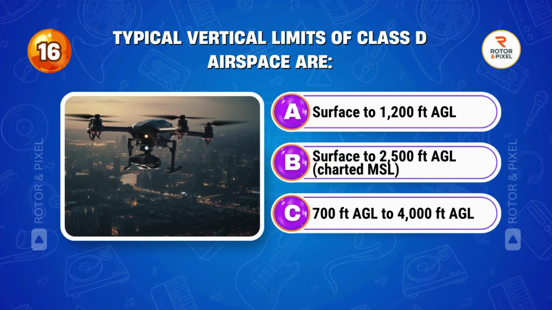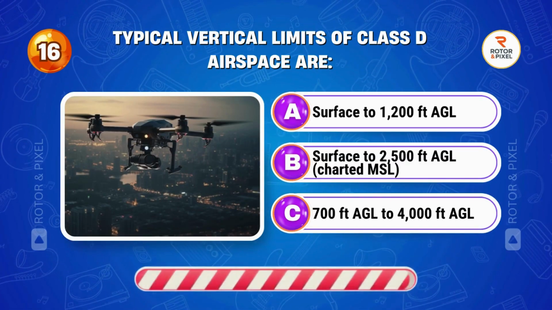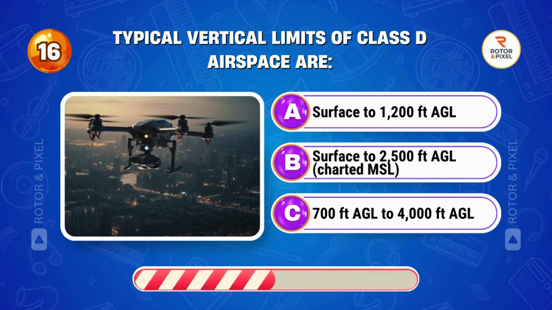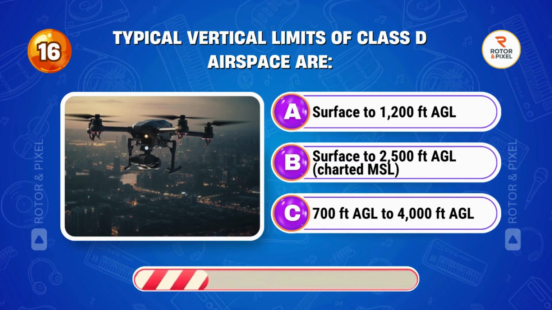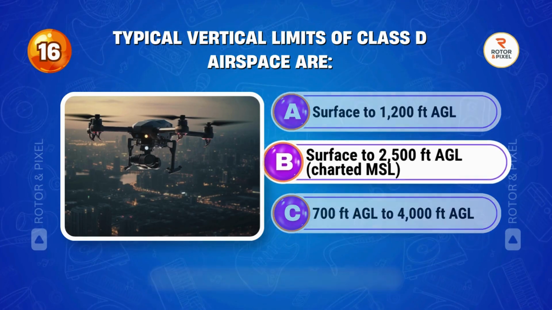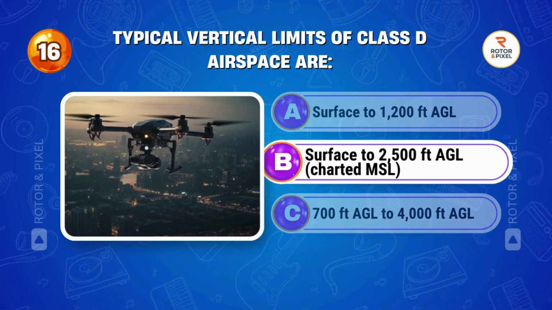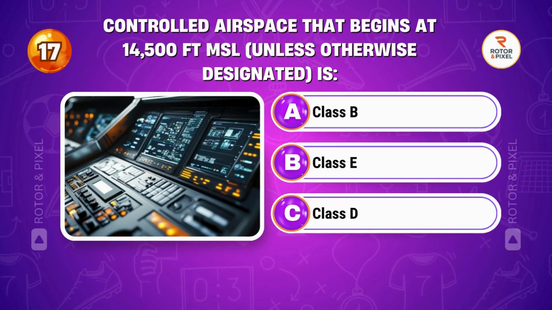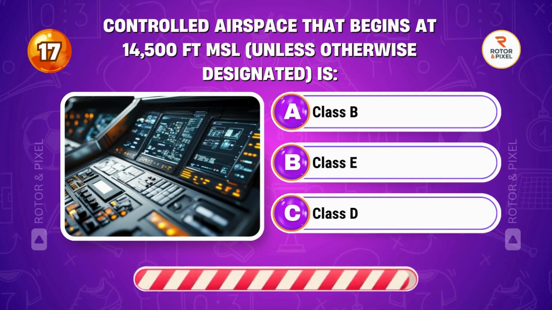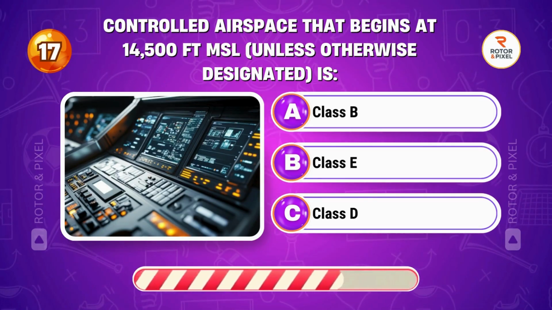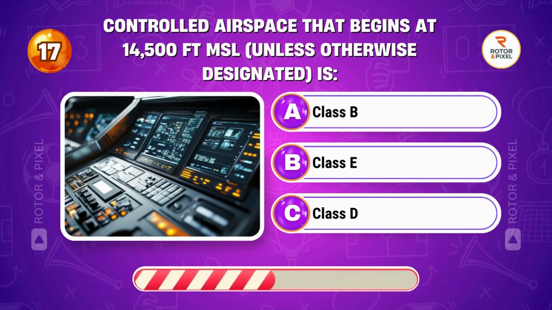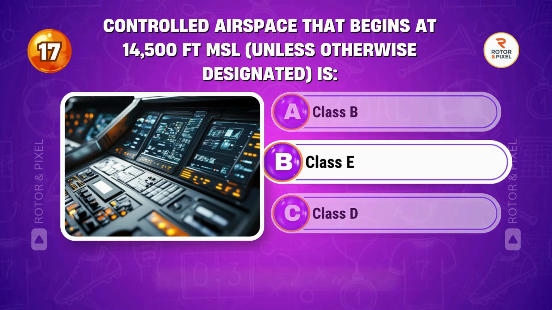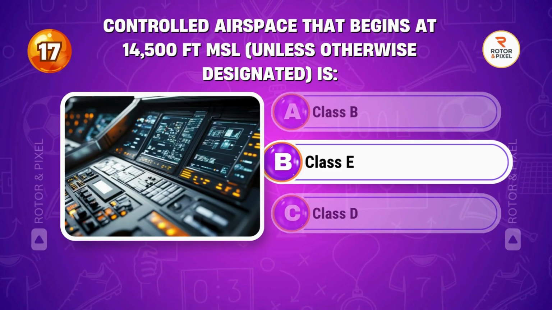Typical vertical limits of Class D airspace are Answer B, surface to 2,500 feet AGL, charted MSL. Controlled airspace that begins at 14,500 feet MSL, unless otherwise designated, is Answer B, Class E.